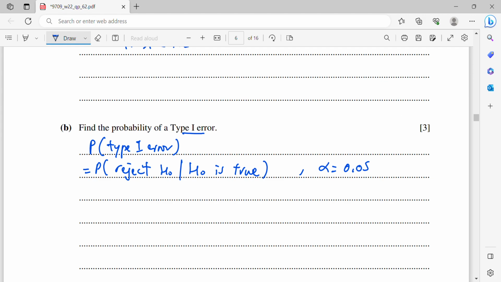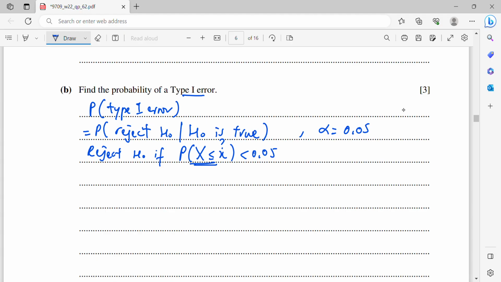Okay, just a remark here. We reject H0 if the probability that X ≤ x is less than 0.05. So now we need to find this probability. X is Poisson(7.2) when H0 is true. So I will start with X ≤ 2.